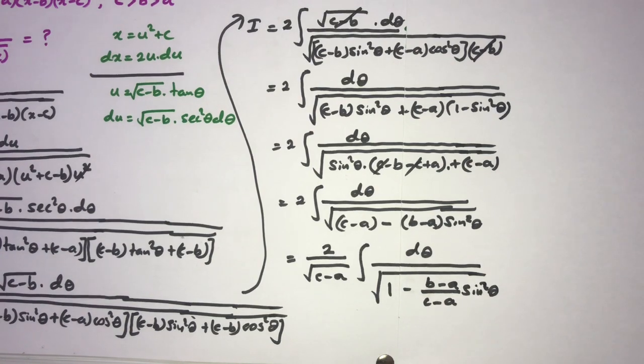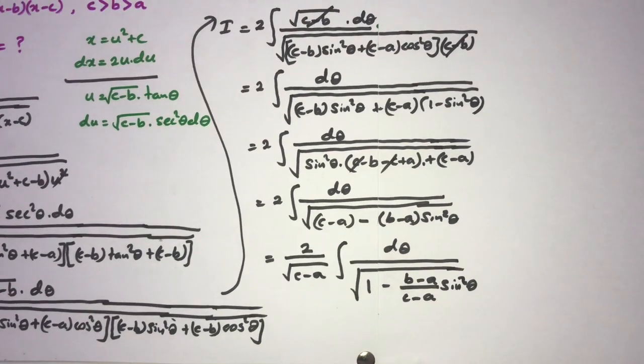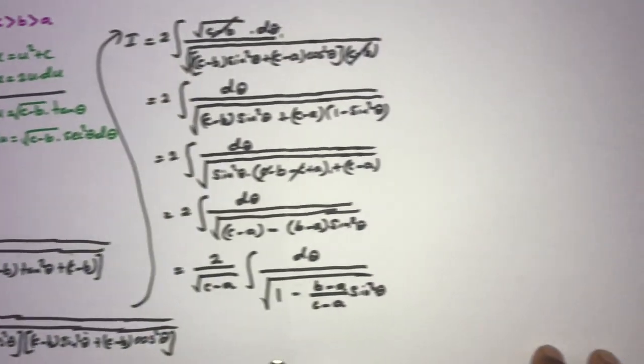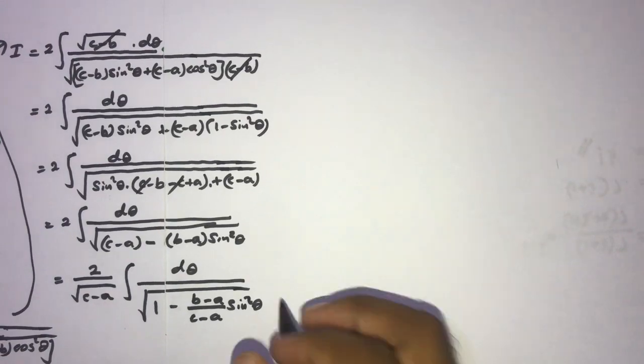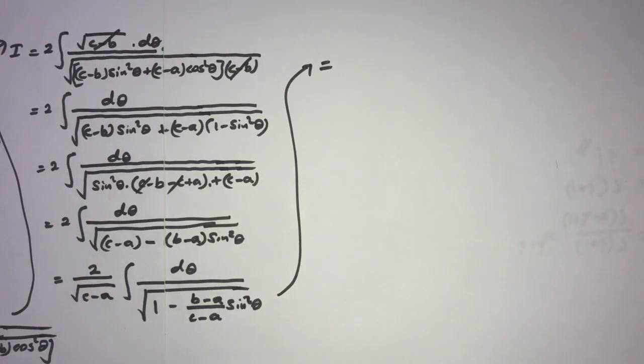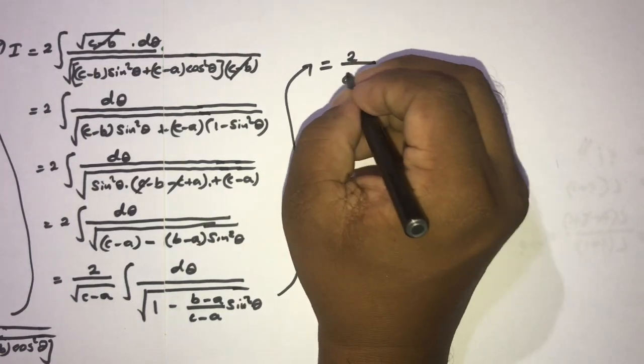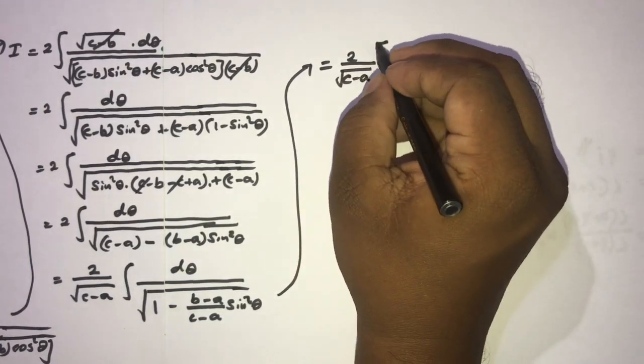Now we know this is the first kind of elliptic integral, square root of 1 minus k square sine square of theta. So now we can write the answer. Here I'm going to use this place, so we can write now this is equal to 2 over the square root of c minus a.